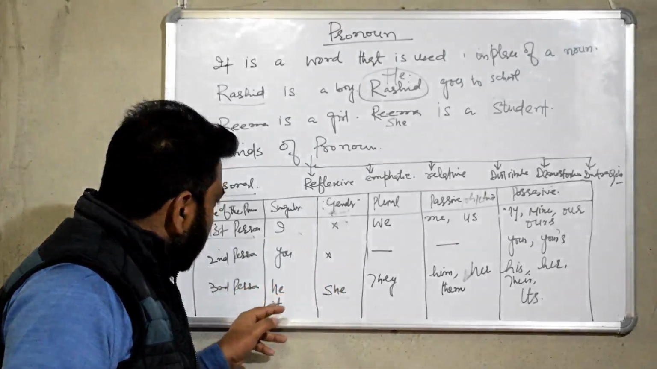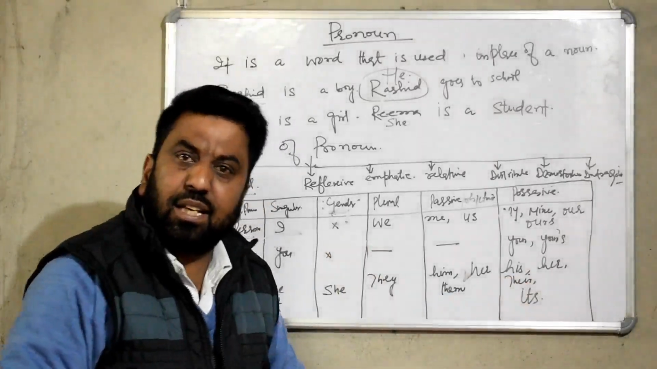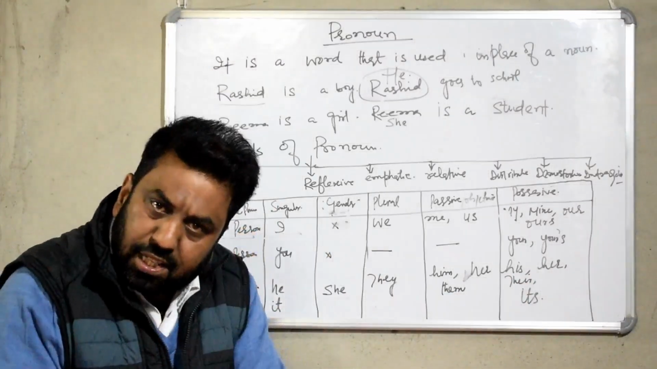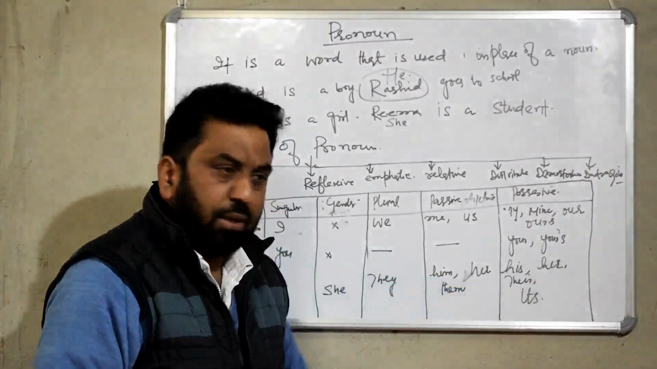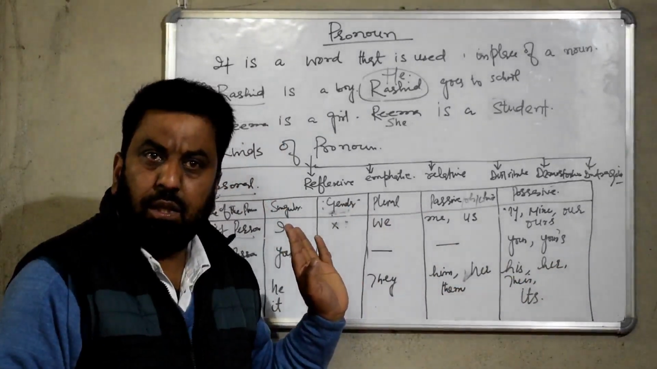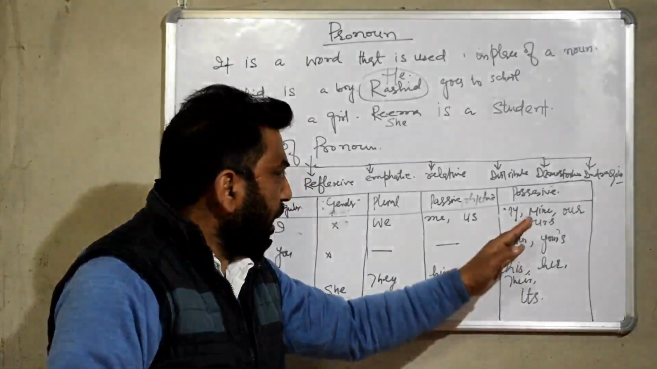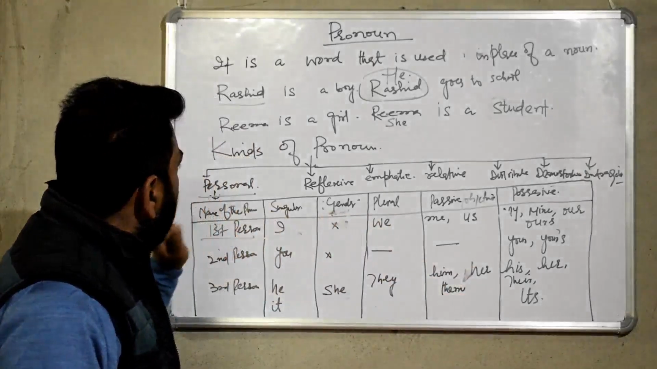And then there is the third person, he. It is his. He reads in this school, this is his school. She reads in this school, this is her school. They read in this school, it is their school. This was about the personal pronoun.